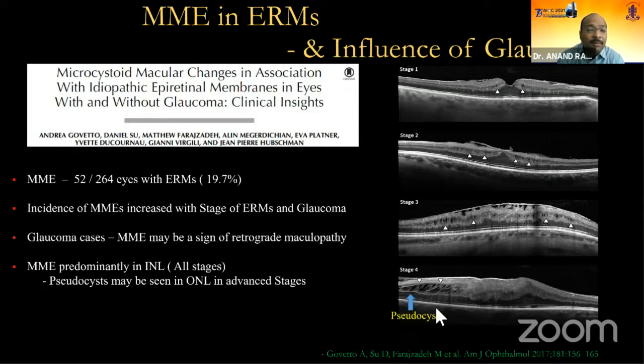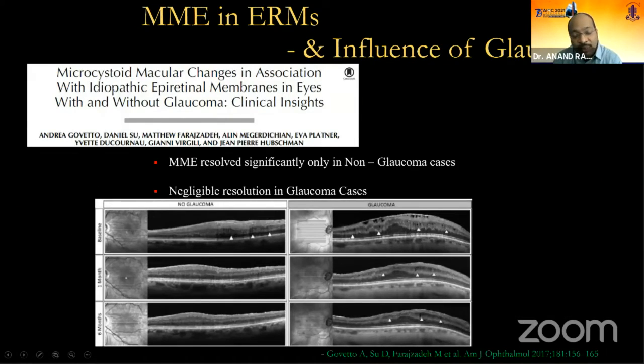And they found that MME resolved significantly only in non-glaucoma cases, and there was persistence of this MME in glaucoma cases. That's why it's important, when you see this in ERMs or not, to look for glaucoma coexistence. Also found in systemic conditions like multiple sclerosis.